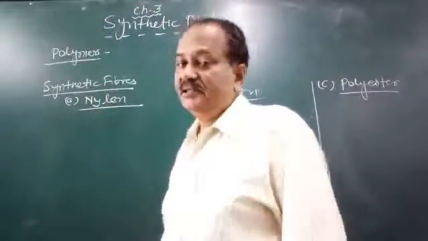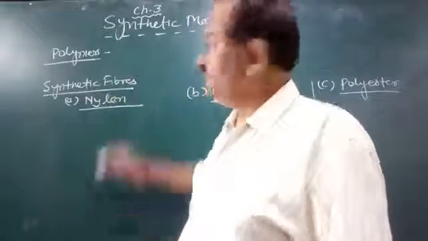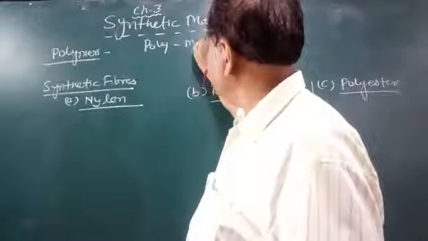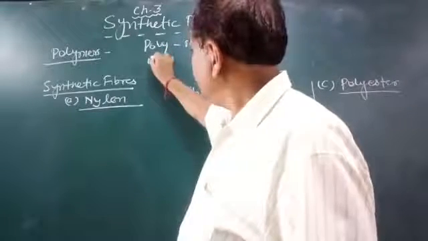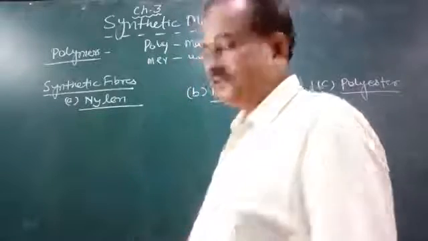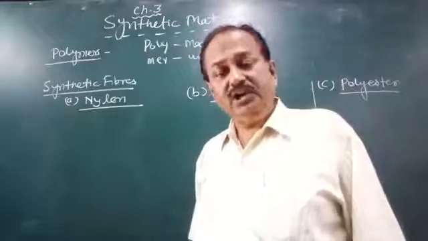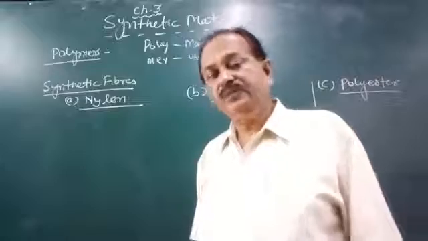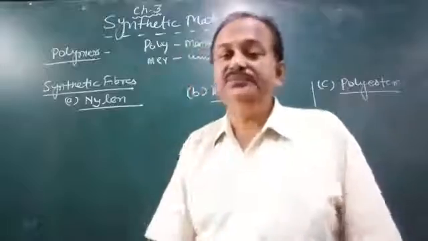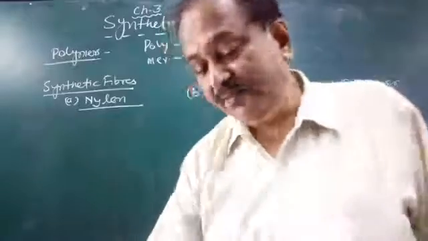Now, in this, first is the polymer. So the word polymer is made from two words. Poly means many and mer means unit. So polymers are the big molecules. Polymers are the macromolecules, or simply you can say polymers are the molecules which are made up of small units. So what are polymers?